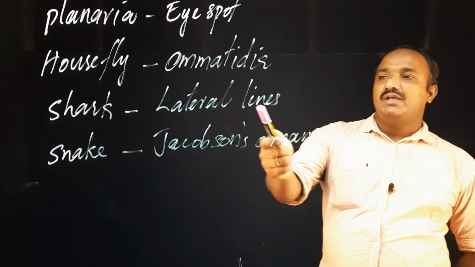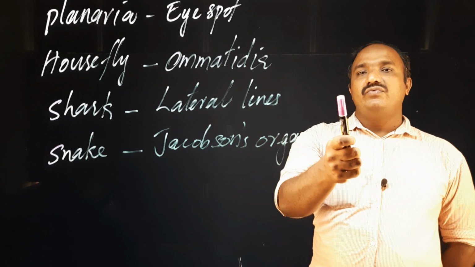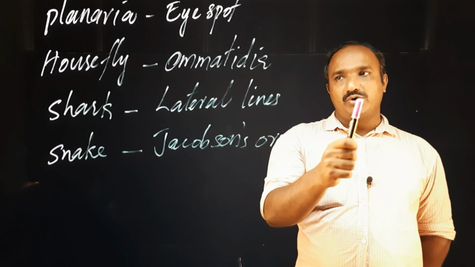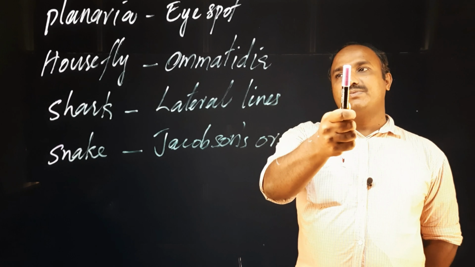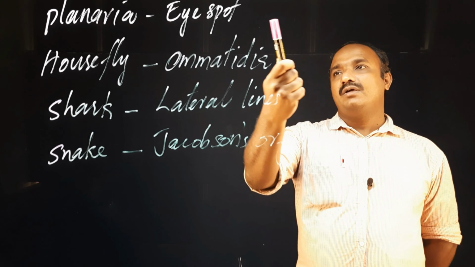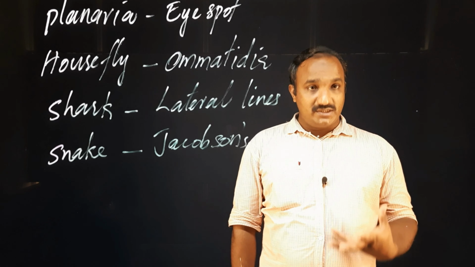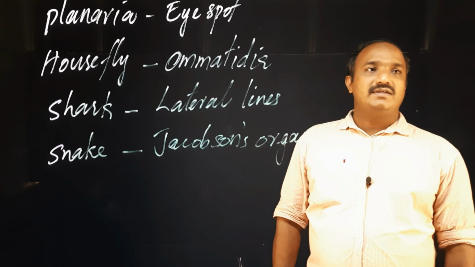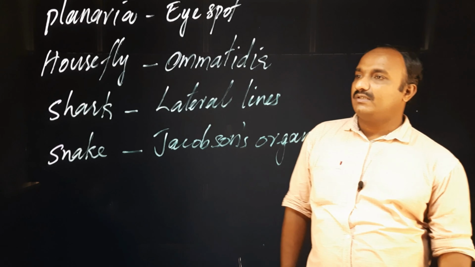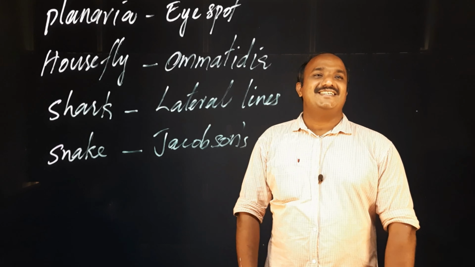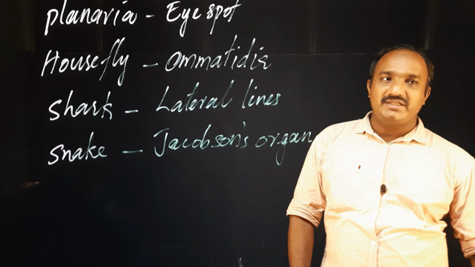Olfactory receptors. Lateral lines to detect the variations in the balance or equilibrium. Ommatidia, photoreceptors. Then this one, eye spot, that is to detect light. So with this, our second chapter is completed.